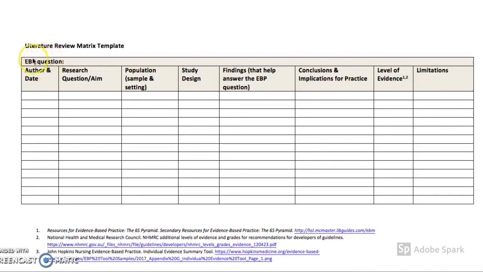The first thing to do is to write down your evidence-based practice question. This will assist you in staying focused on the question and help avoid getting sidetracked. In the example provided, I am assessing whether for adult patients undergoing surgery, passive warming is more effective than active warming in preventing perioperative hypothermia.